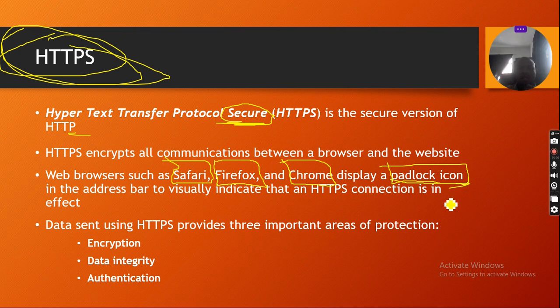Because it provides a secure protocol for transmitting information, with the hope that the hypertext will also have a jump. Now, data sent using HTTPS has three important areas of protection. They provide encryption, which is a superb protection of data. They provide data integrity, which is another super protection of data or information. They provide authentication, which is a super layer of protection of data or information. Now, let's move to the next phase.